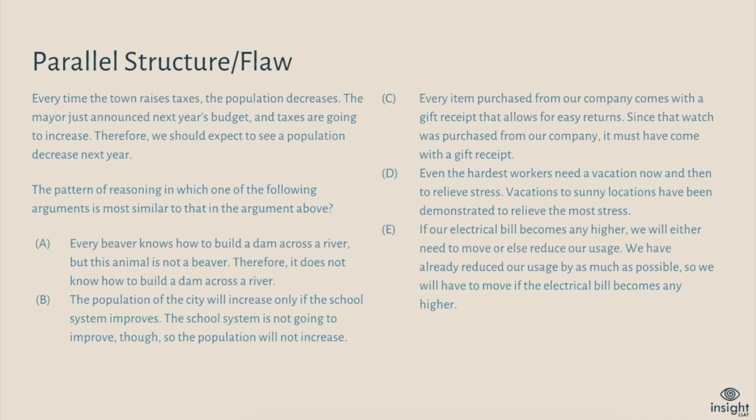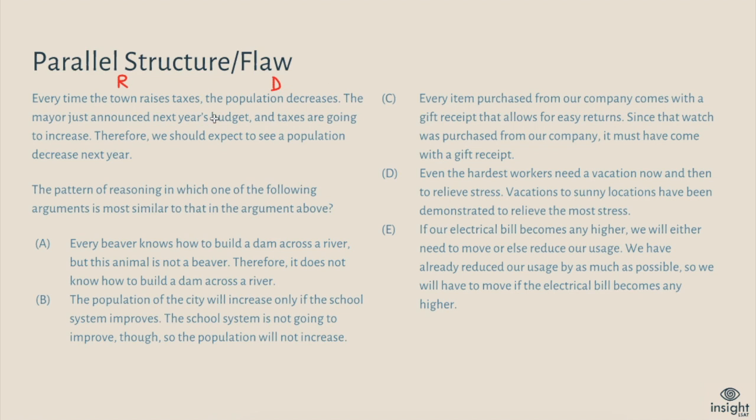Alright, here we go. Every time the town raises taxes, the population decreases. Remember how we do this? We try to find a variable that can stand in for each logical chunk. So I'm going to put an R here for raises taxes. I'll put a D here for decreases. If the town raises taxes, the population decreases.